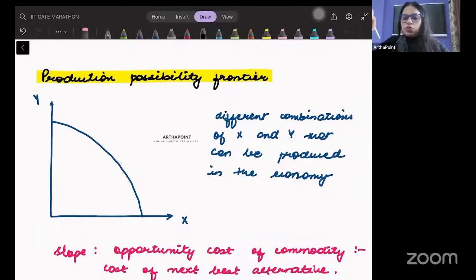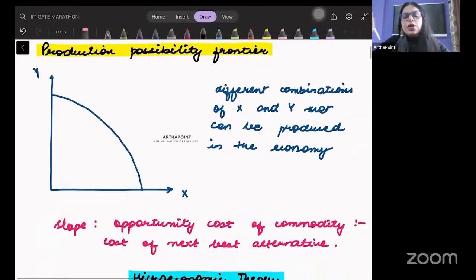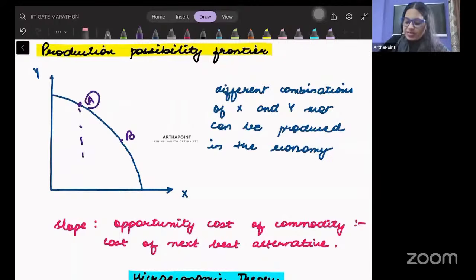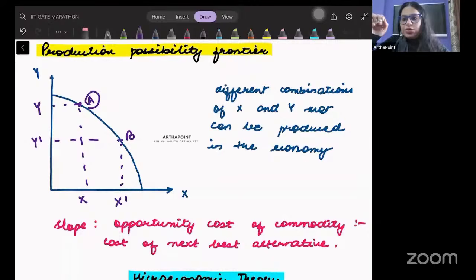The first thing that we want to talk about is the production possibility frontier. We know that the production possibility frontier gives us different combinations that can be produced by the economy as a whole. So if I talk about going from point A to point B, it tells me that at A, this many units of good X can be produced and this many of Y, and at B, this many of X and this many of Y. Now try to understand that when I am going from A to B, to increase the production of X, I must give up some amount of Y. So I have to give up some amount of Y.